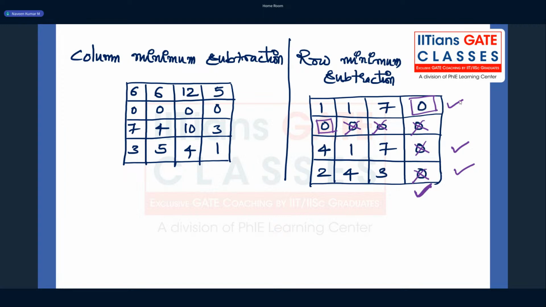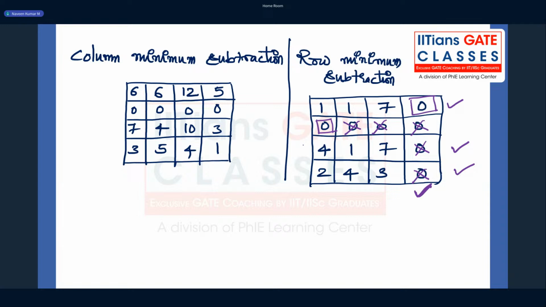So I repeat the steps: tick an unassigned row first. Then if the ticked row is having a 0, tick the corresponding column. If the ticked column has an assignment, then tick the corresponding row. Repeat the steps again and again until no more ticking is possible. Once no more ticking is possible, you have to draw the line to unticked rows and ticked columns.